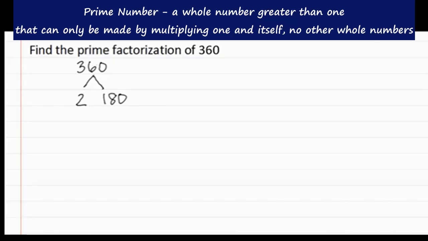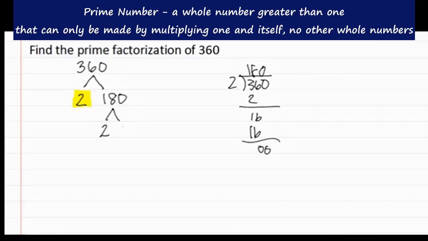If you're not sure how many times it goes in, but just that it is evenly divisible, you can go to the side and do a quick long division to see that it divides in 180 times. We then circle or highlight the prime number and we continue to factor the other number. We see it's also even and 2 goes into 180 90 times. We highlight the prime number and we continue to factor the composite number.